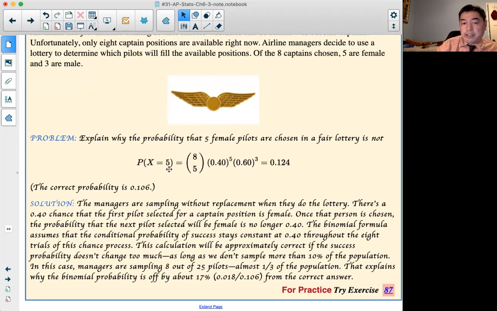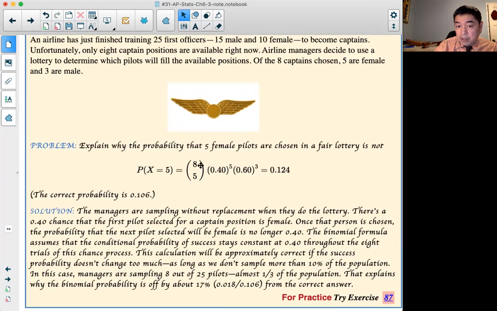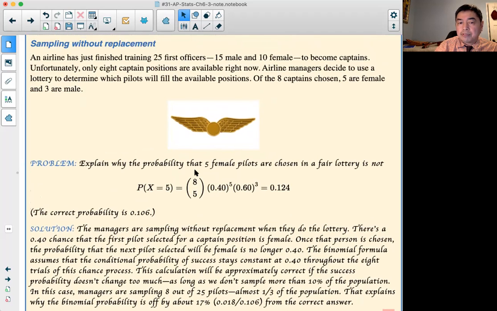Okay, so let's write down the equation. The probability of success is out of 8, 5 trials, right? I'm sorry, it's out of 25, it's 8 choose 5. Okay, 8 choose 5.